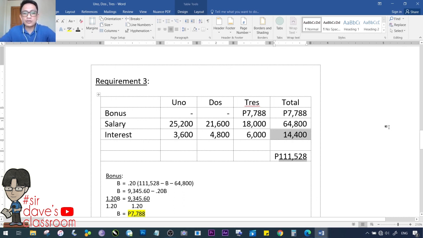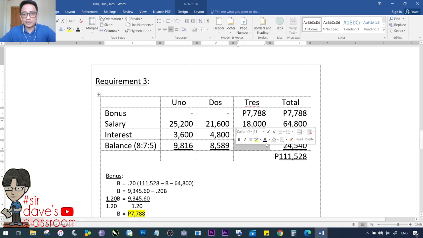The rest is procedural as you know it. The balance according to the problem would be divided 8:7:5. So 8 plus 7 plus 5, that I think is 20. So 8 over 20 times the remaining balance, 111,528. Deduct these three. How much is left? That is 24,540. Times 8 over 20, 9,816. Times 7 over 20, 8,589. 24,540 times 5 over 20, 6,135. We are now done with our schedule of profit distribution.